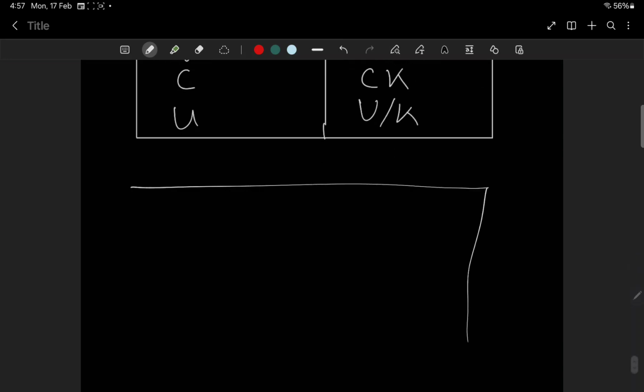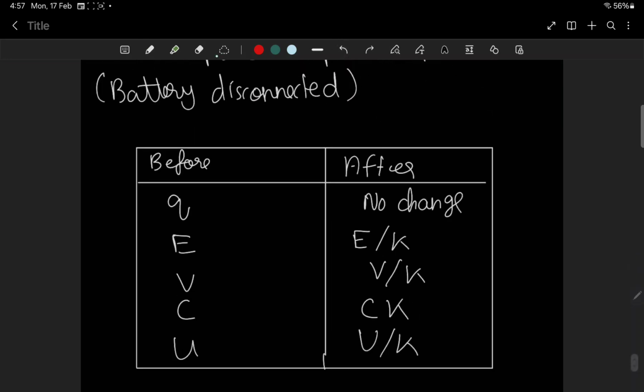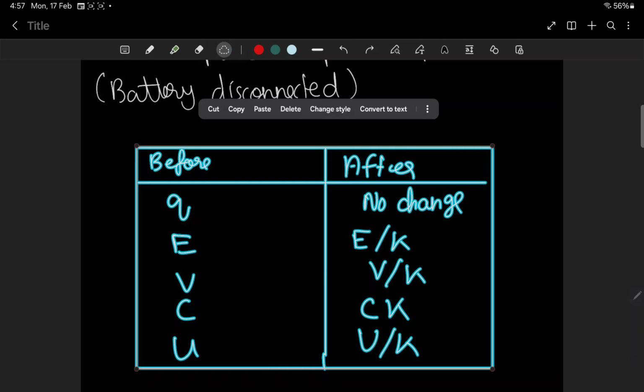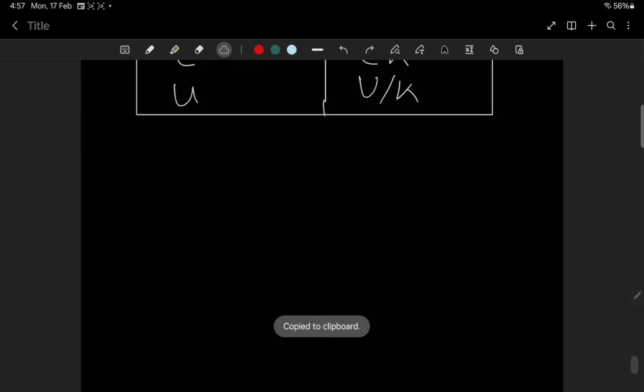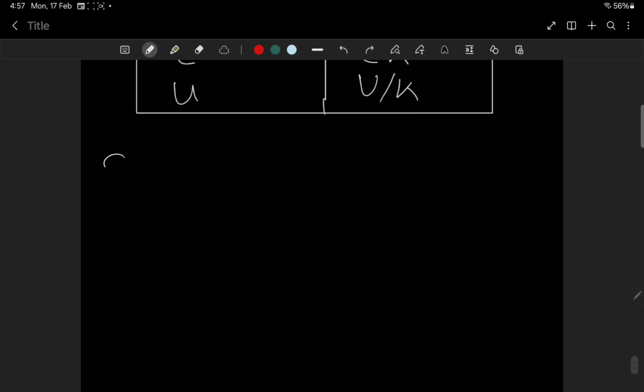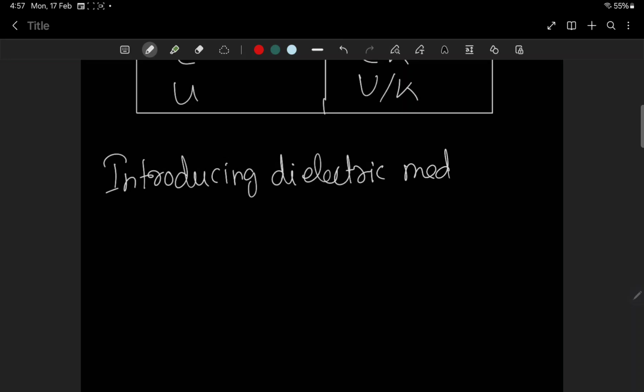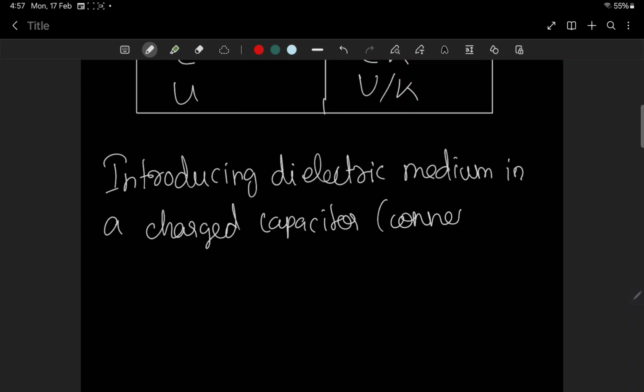But if the same thing, once again drawing this, I'm just copying this and keeping. Now the same thing I'm introducing, a dielectric medium in a charged capacitor connected to battery. When it is connected to battery.